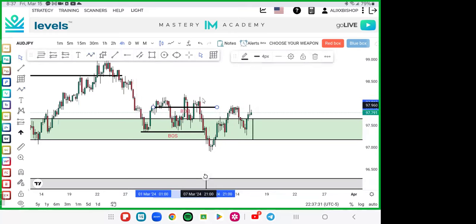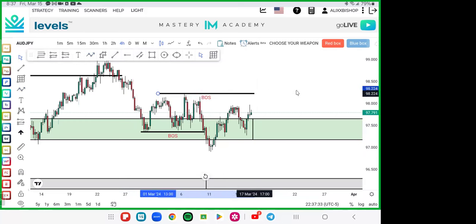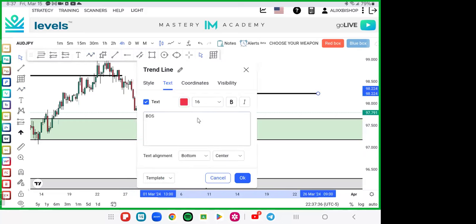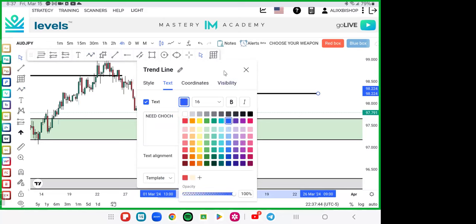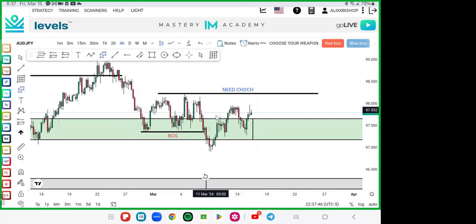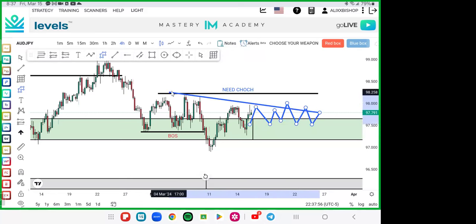Now, we need this change of character. This is just telling us what we need, right? So we're not lost. Let it do whatever it wants to do inside of here. If you didn't catch any buys or if you got stopped out, you can be aggressive if you choose to, but I would rather you wait until we get confirmation.